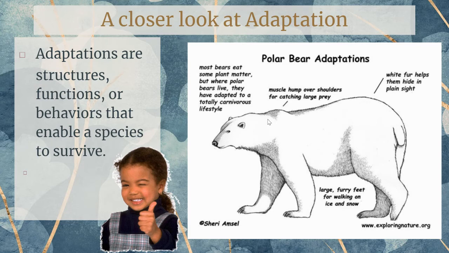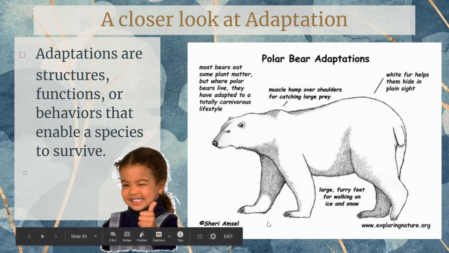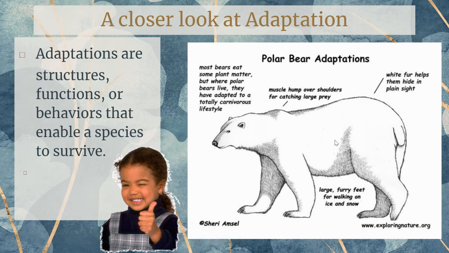He's got this muscle hump on his shoulders for catching large prey. He's got these large furry feet. They're very broad. They're like snowshoes for walking on the snow and ice. His white fur, like we said, helps him stay camouflaged. We know it's almost translucent fur, but his skin is dark in color, which helps him absorb the sun's heat. So the polar bear has a lot of adaptations that enable him to survive in a very unforgiving environment like the Arctic.